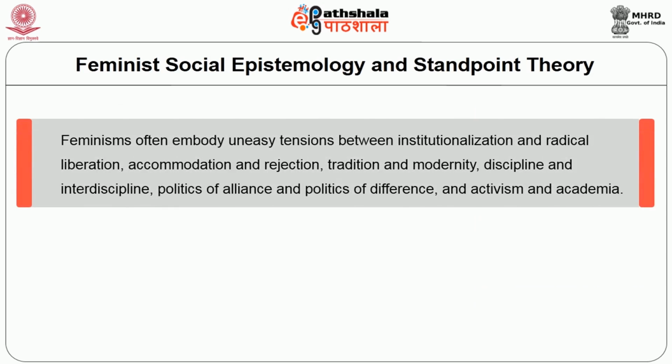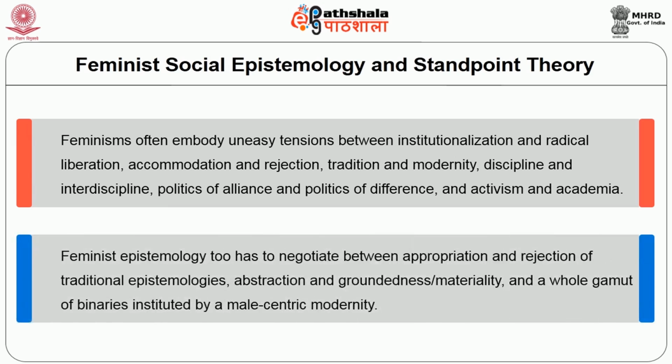Feminism often embodies uneasy tensions between institutionalization and radical liberation, accommodation and rejection, tradition and modernity, discipline and interdiscipline, politics of alliance and politics of difference, and activism and academia. Feminist epistemology too has to negotiate between appropriation and rejection of traditional epistemology, abstraction and groundedness, materiality, and a whole gamut of binaries instituted by a male-centric modernity.